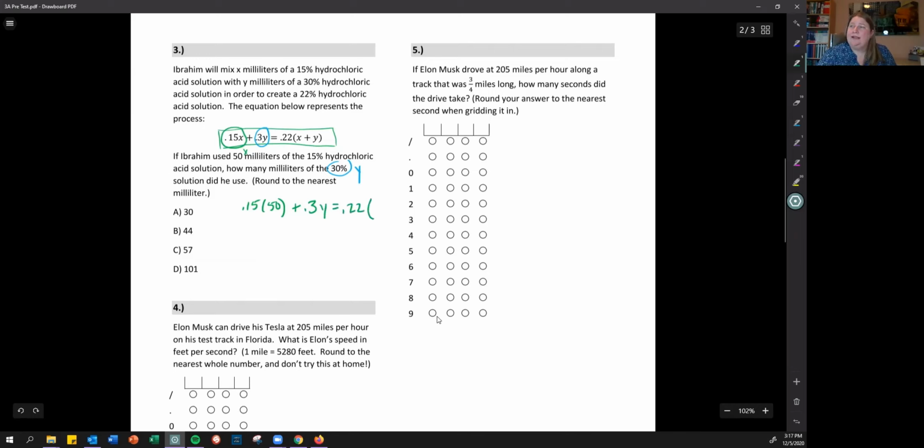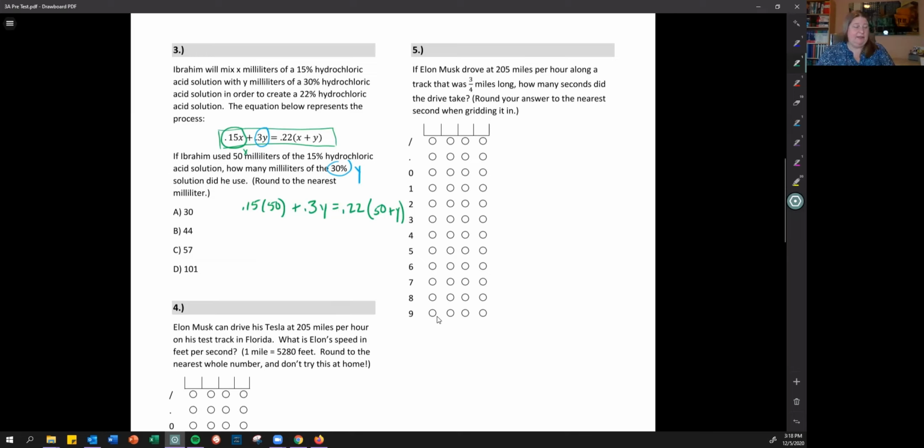Now I know that X is 50, so I'm going to plug it back in here. And it looks like I have a linear equation. I couldn't solve it here because there was both an X and a Y. But now that I replaced X with 50, I only have Y left. This can be solved. So it's going to take a little bit of calculator work here.